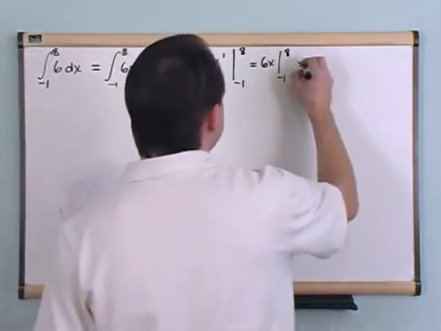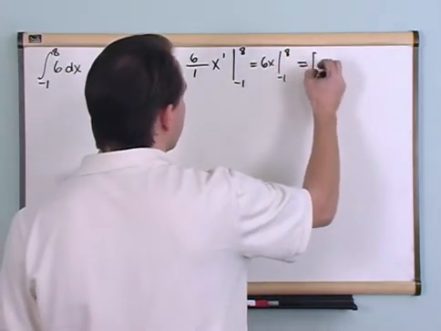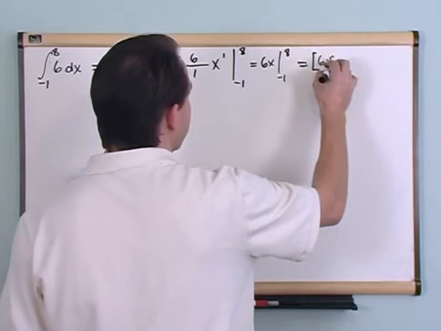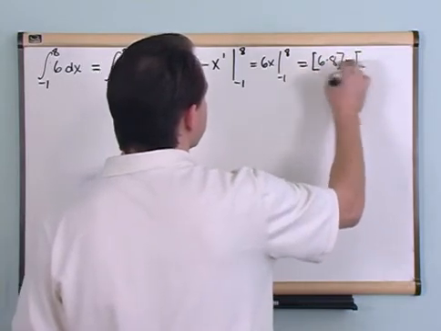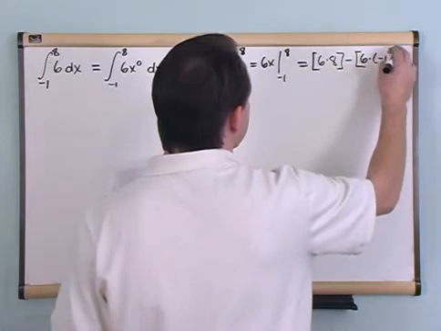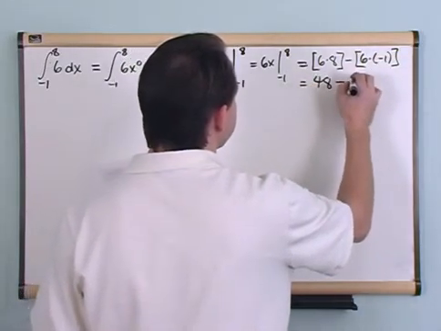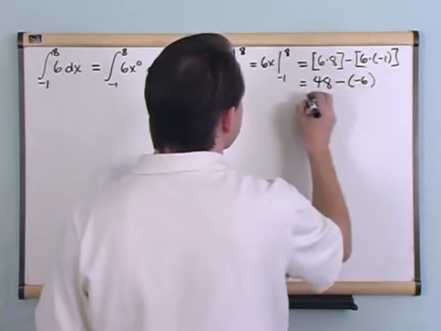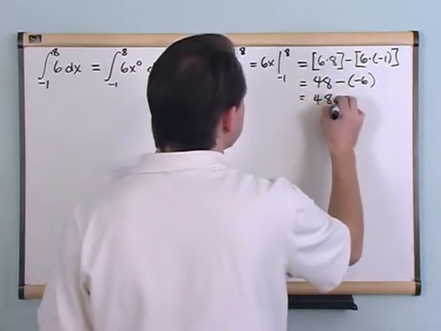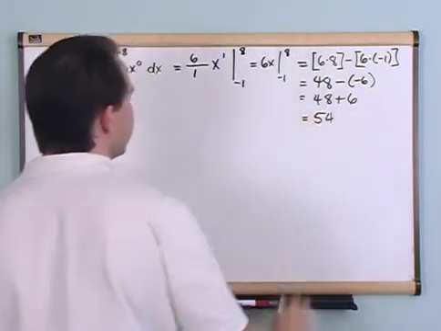So how do we do that? Using the fundamental theorem of calculus, we evaluate it at the top one first. So that's 6 times 8 minus 6 times -1. Okay? And so this will be 48 minus -6, which is 48 plus 6, which is 54, which is the answer.